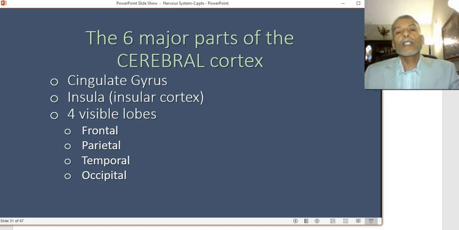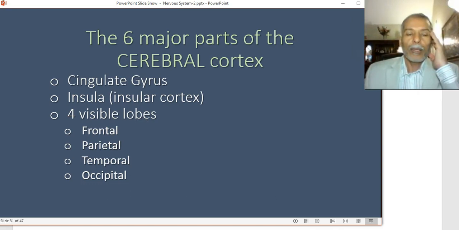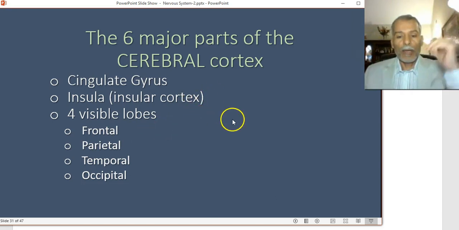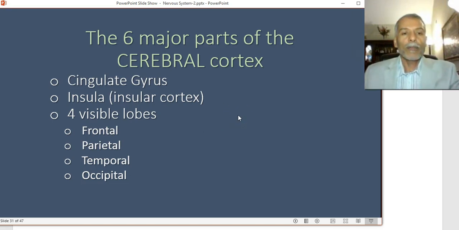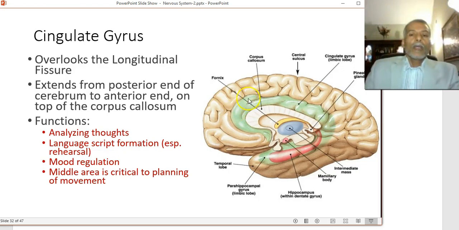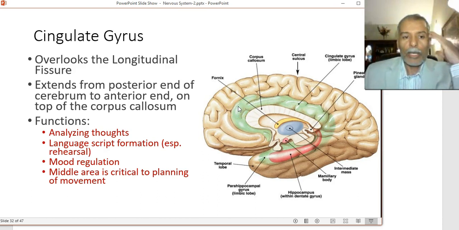So now, let's look at these 6 parts of the cerebral cortex that I have just identified. The cingulate gyrus, that green structure here, contributes to analyzing your thoughts, especially the frontal part of it, analyzing your thoughts and rehearsing the script of what you are going to say.